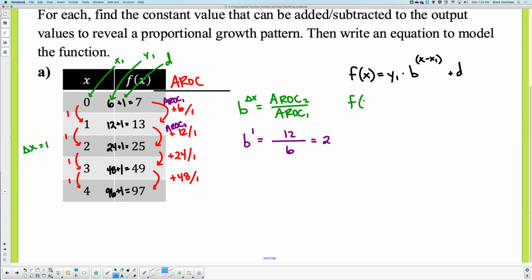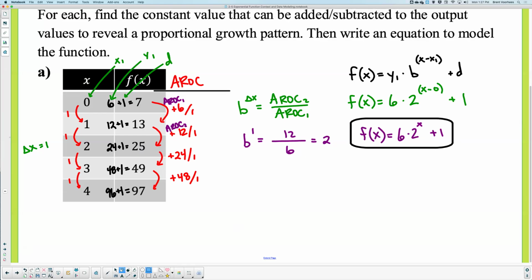So my equation would look like this. F of x will equal, stay with me, Christopher, here. Y1, what do we calculate as our y1? 6 times the base, which is 2, raised to the power of x minus 0, good, plus 1 on the outside. That was our d right there. And if you wanted to simplify this equation, you could. F of x would equal, you can't multiply those. You have to leave them separate. 6 times 2 to the power of x plus 1. There's our final equation.